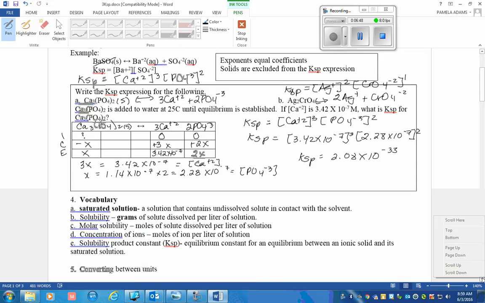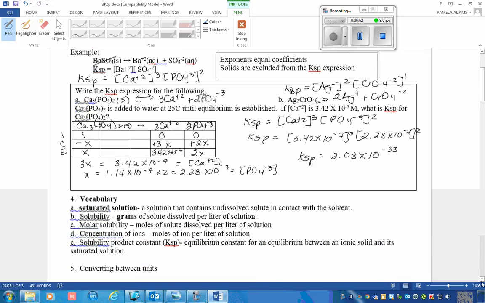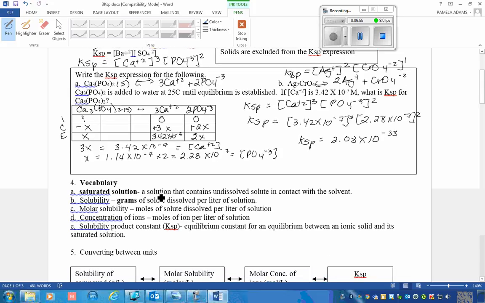Let's take a moment to go through some vocabulary regarding solutions. A saturated solution is one that contains undissolved solute in contact with the solvent. You remember a saturated solution has dissolved all it possibly can dissolve. Now that we know a little more about equilibrium, a saturated solution is a solution at equilibrium. And we can see that a solution at equilibrium has the forward rate of dissolution equal to the reverse rate of crystallization to be the same.